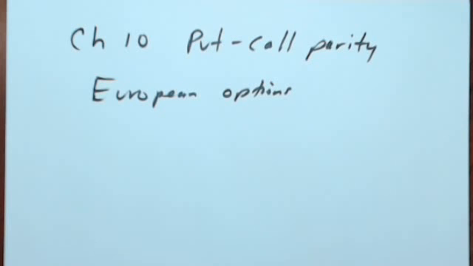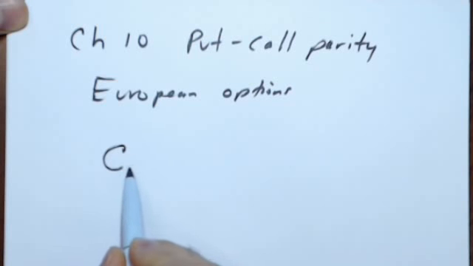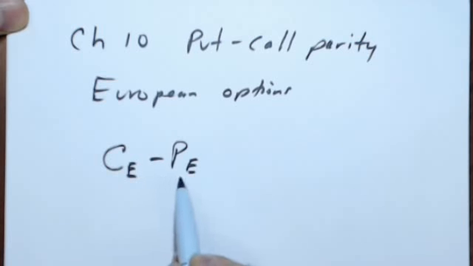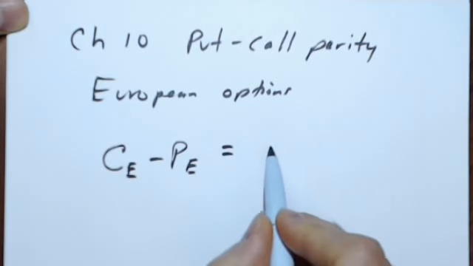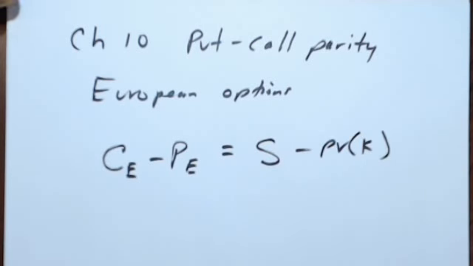This video will cover material in Chapter 10. It's put-call parity, and it has to do with European options only. So the focus of this put-call parity is a European option put-call parity. And basically what it boils down to is this: the value of a call minus the value of a put, European, must equal the stock price minus the present value of the strike. That's what the put-call parity boils down to.